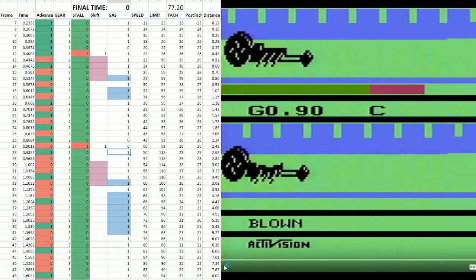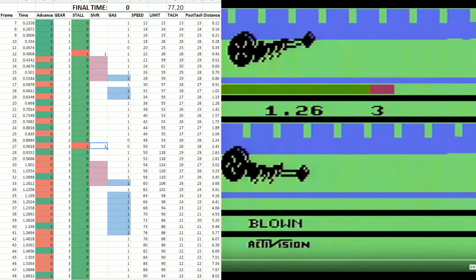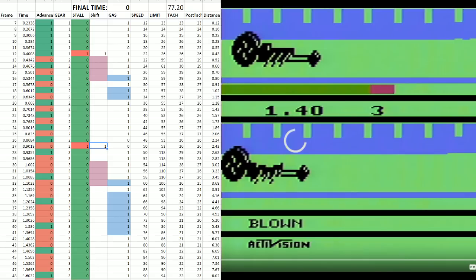And on the very next frame, so from 0.90 to 0.93, we go up by 3 on the tachometer. So again, he's holding 1 the frame after this shift. So that's all good. We're correct there. All right, and now the very next shift. So this is the shift into 4th.